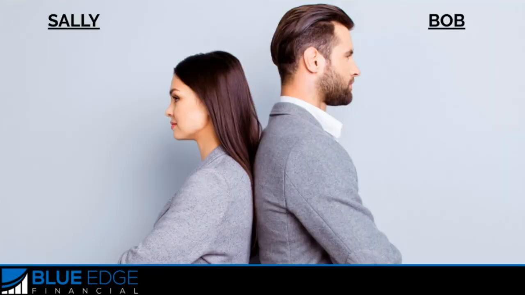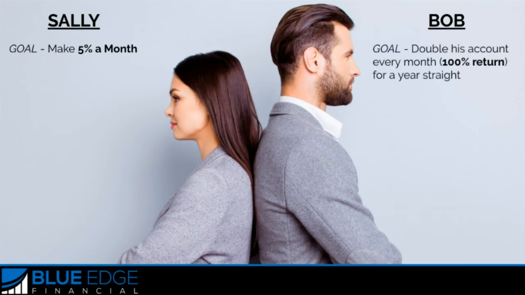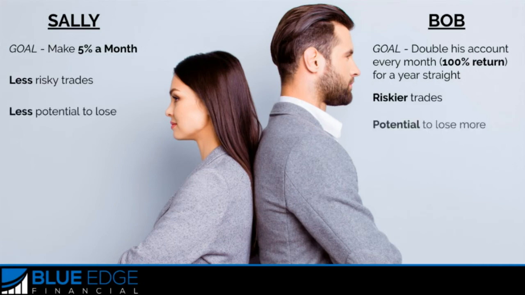Let's look at this example of two different traders. We have here Sally and Bob, and they have completely different goals. So Sally's goal is to make 5% a month on her account. Bob's goal is to double his account every month for a year straight, which means getting 100% return every single month for 12 months straight. As you can imagine, these two traders need to have completely different trading plans in order to achieve their goals. It is very likely that Bob will have to take a lot more trades and/or risk more than Sally. Bob will have to expose himself to more potential losses if he wants to come close to doubling his account every month. Bob will also probably have to be in a lot more drawdown to achieve his goal.